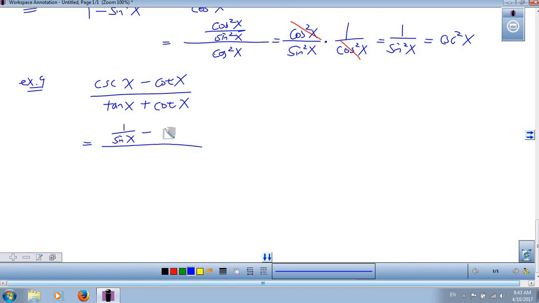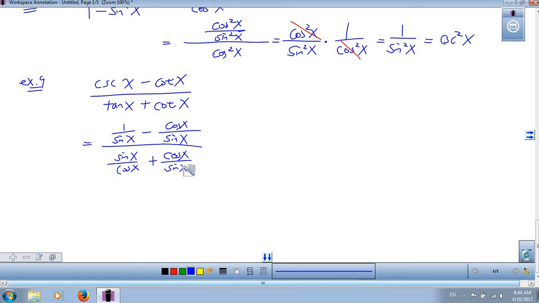So again, cosecant is 1 over sine, cotangent is cosine over sine, and tangent is sine over cosine, and cotangent is cosine over sine. So now we have two sets of complex fractions. Now let's look at the denominator and see what's going on here. The expression in the numerator has a common denominator of sine, but the expression in the denominator has a common denominator of sine times cosine, cosine times sine.